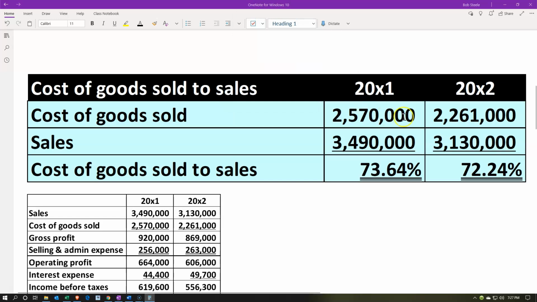And then we'll do the same for 2000x2. So we're comparing performance documentation. So notice here the 73.64, the expenses were slightly higher as a percentage of the sales, and they're slightly less in the next year. So that's pretty close, and that's kind of what we would expect, even if there's a change in sales. In other words, there's a change in sales here.